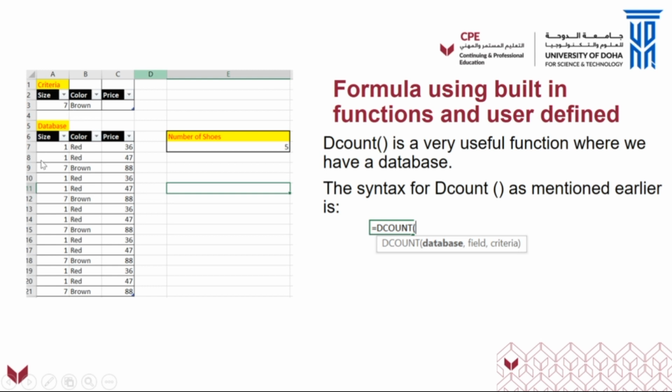Now we want to find the number of shoes that match a criteria that is input. So this would be our database, and this would be our criteria that we will check the database with, and based on that it will give us a count of how many matches of this criteria there are in this database. Okay, let's look at this example to understand this better.